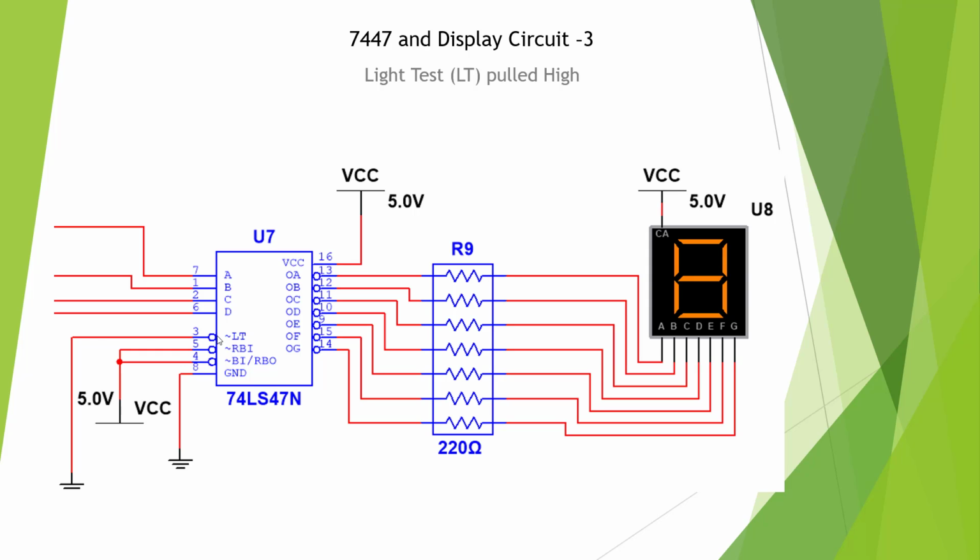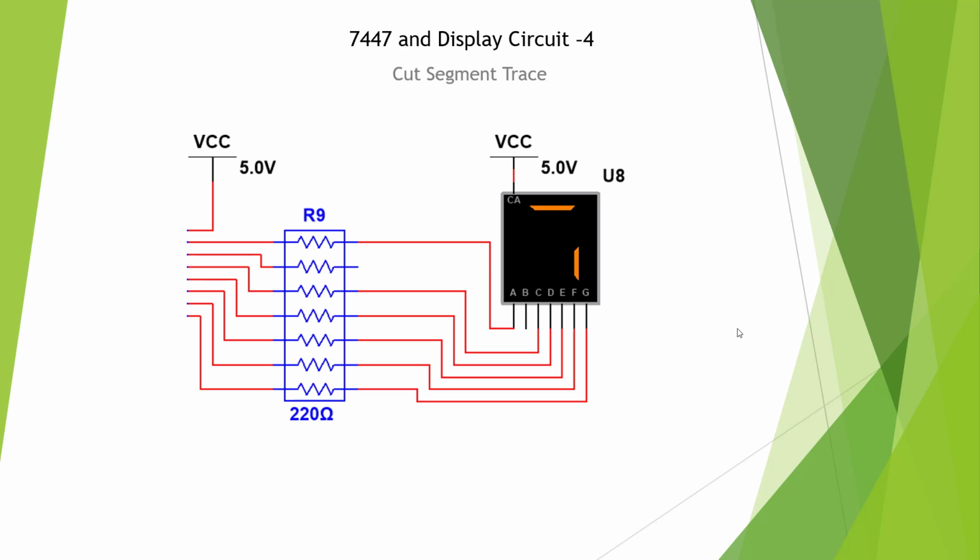Here's another tampered 7447, and I added a ground to our light test. LT pin 3 is pulled low, and I have an 8. So there's a couple ways to get 8. We could have one where the unknown voltage is 8. That's pretty much it. So if you see an 8, it's probably the light test. You should try that first.